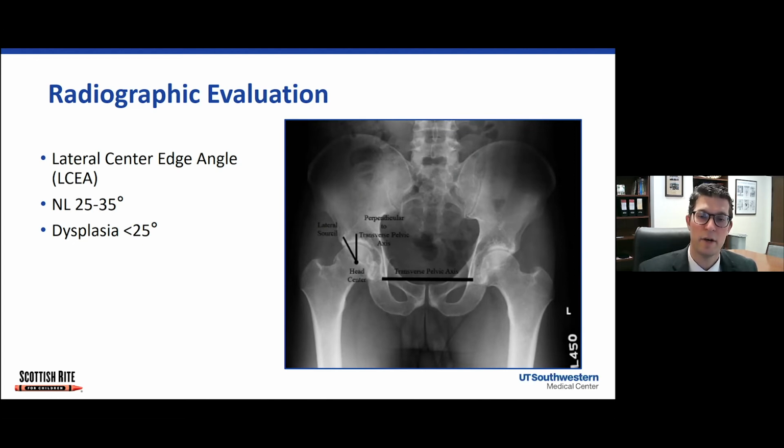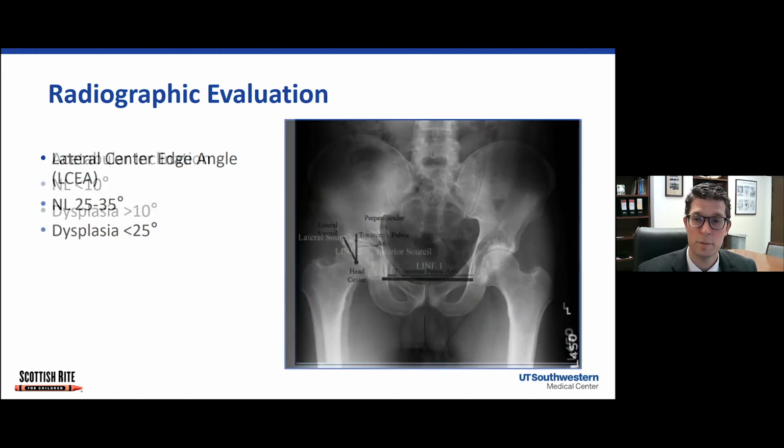And again, we use the center edge angle, or in this case, the lateral center edge angle, which is the more common term currently, where we draw a vertical line from the center of the femoral head and a line from the center of the femoral head out to the edge of the socket. A larger angle means greater femoral head coverage by the socket. And so we want to see an angle greater than 25 degrees. Less than 25, we consider dysplasia.